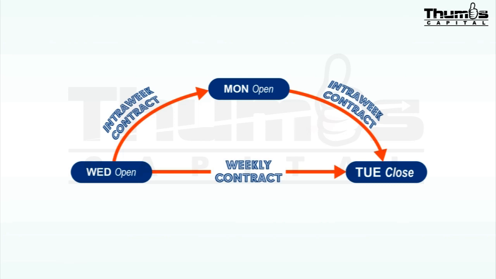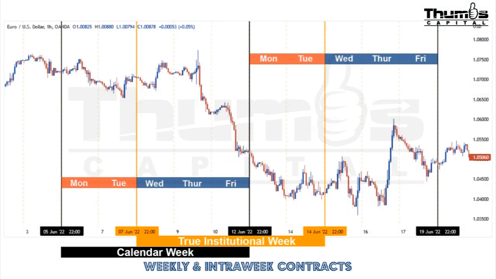Then because the normal week starts on Monday, that is why we have the intra-week contracts. The intra-week contracts are just two. We have the Monday Tuesday contract, then the Wednesday to Friday contract. We have this also as time frames that we can analyze. So we can analyze Monday and Tuesday trading, then we analyze Wednesday, Thursday, Friday trading. For weekly time frame, we analyze price action from Wednesday open to Tuesday close. Now let's see how it affects price action.